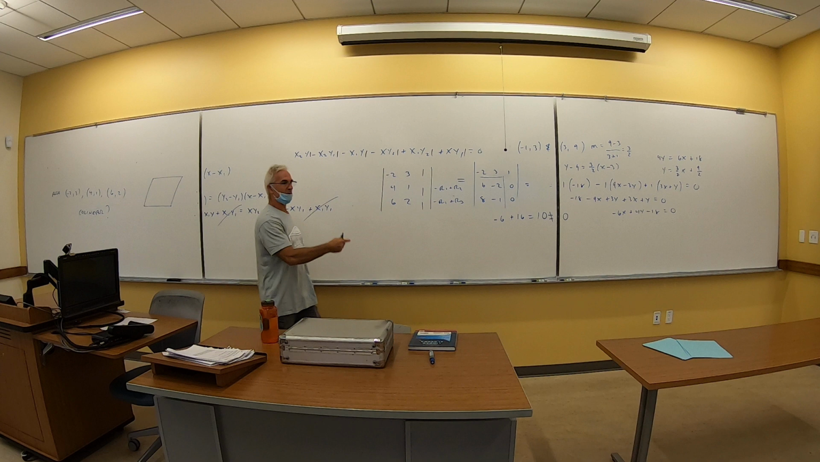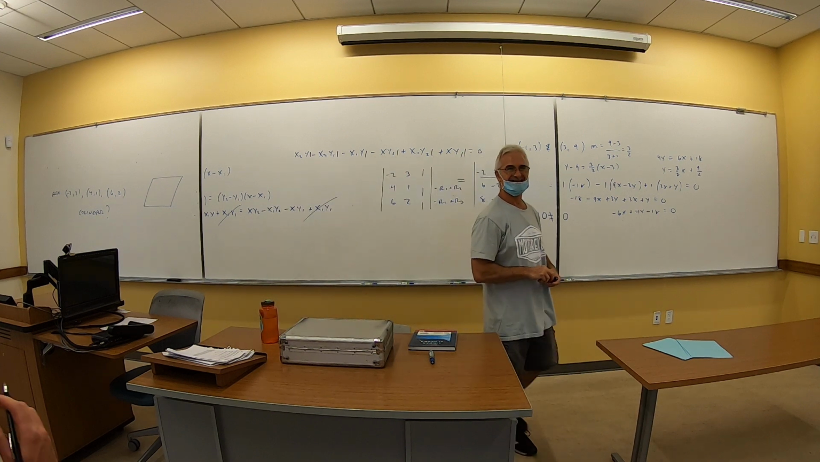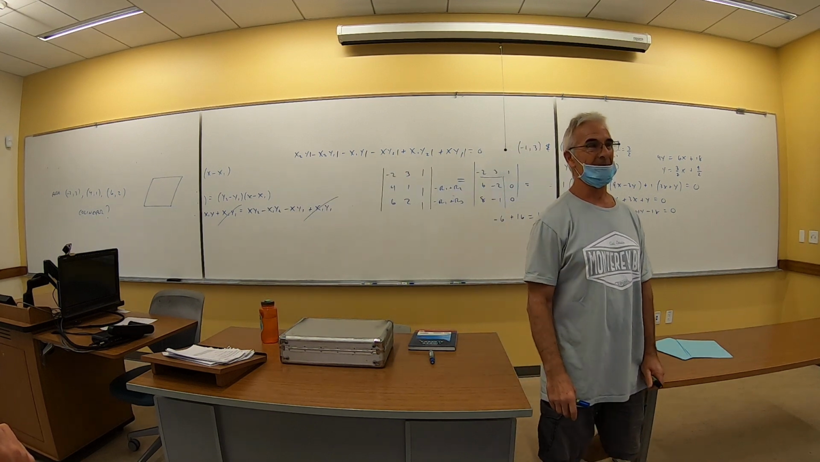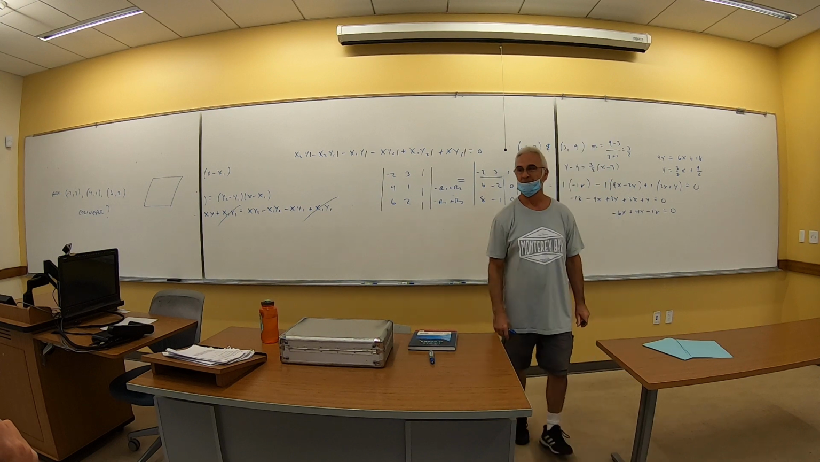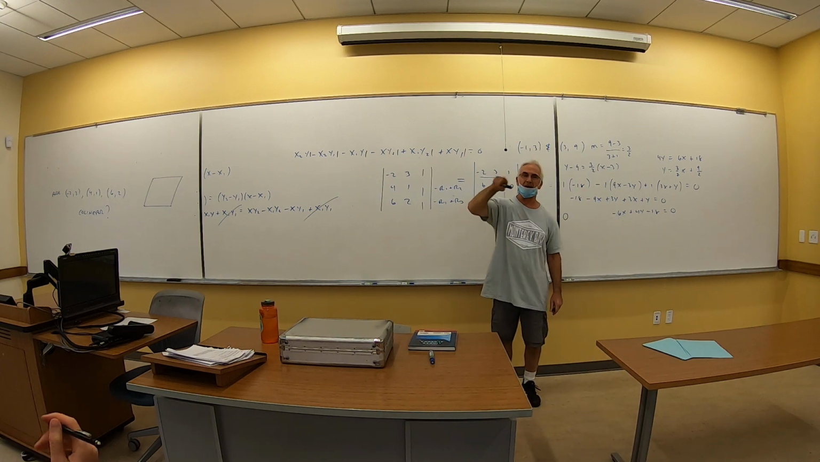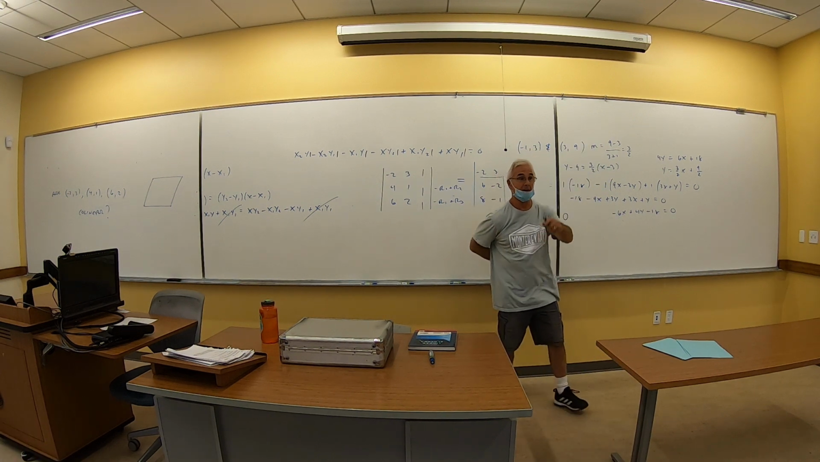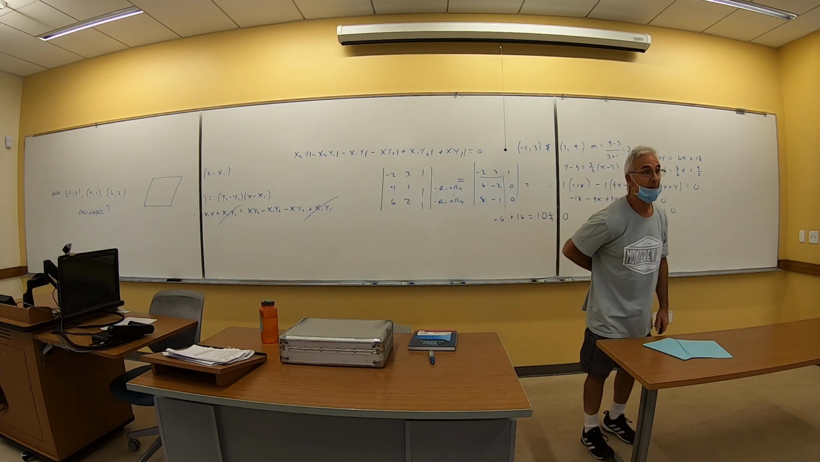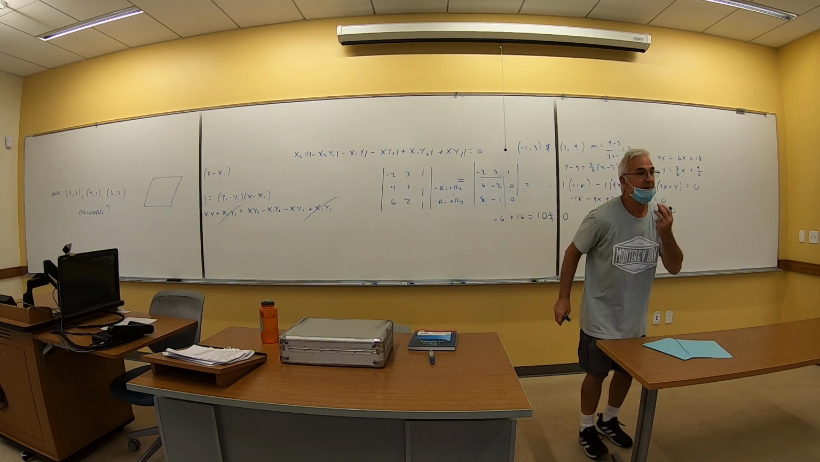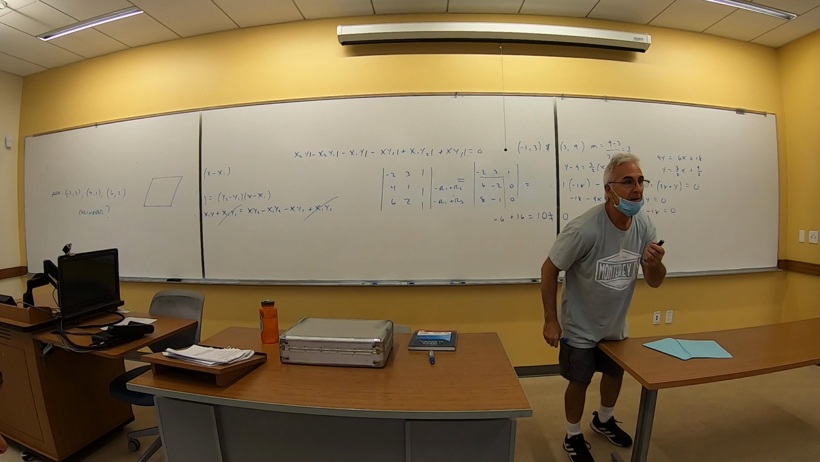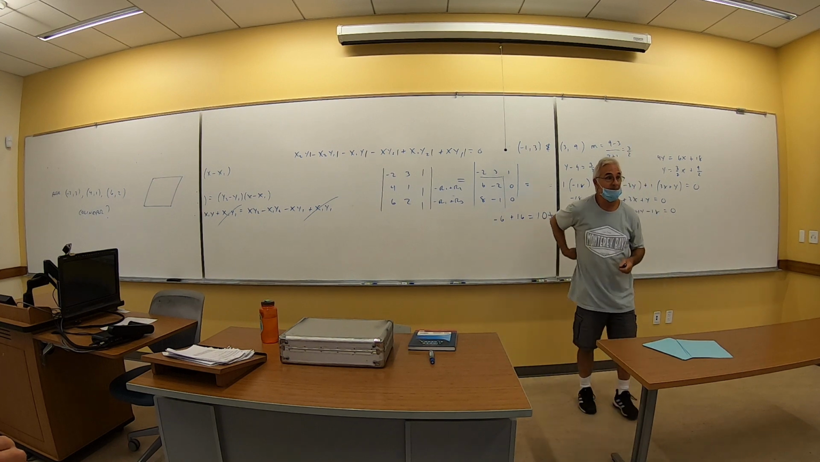What do you suppose the 10 is? It's the area of the parallelogram. And you can prove that by using cross product, but it's way more work. So that determinant is equal to the magnitude of the cross product? In this case, yes.